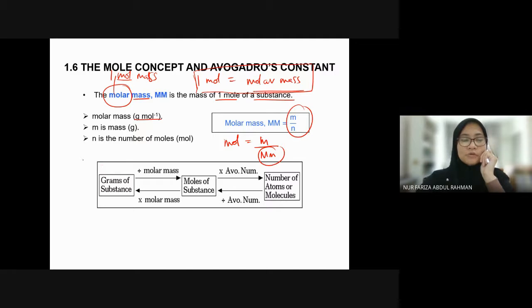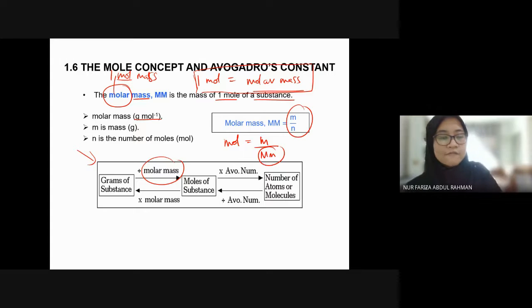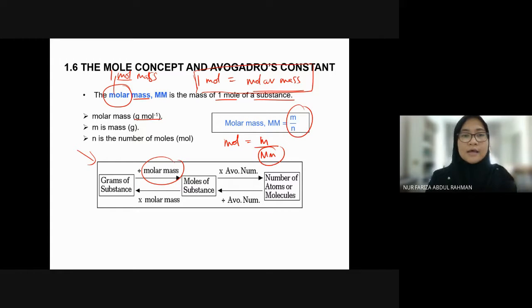So you can be asked, in the question, to find the mass of substance, the mole of substance, or even the number of atoms or molecules present. Or you can be asked about the molar mass and vice versa. So in terms of calculation, a variety of questions can be asked in this form.